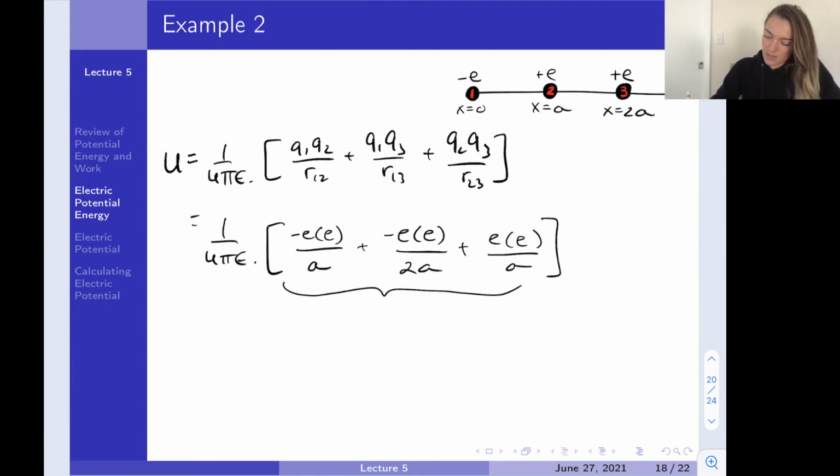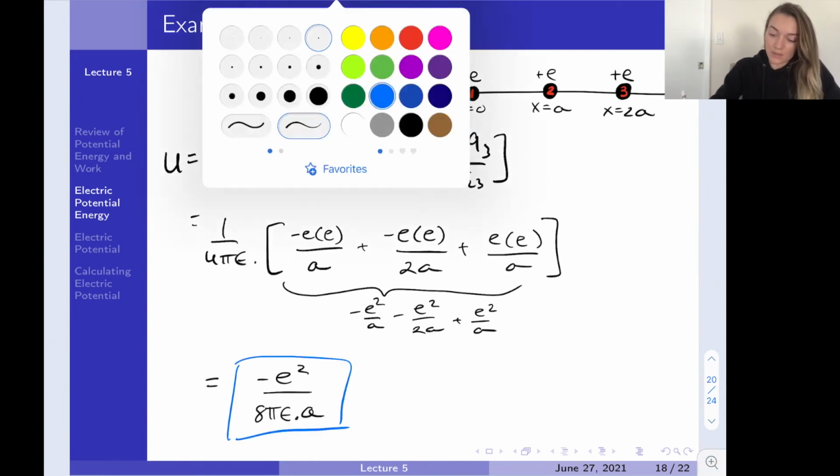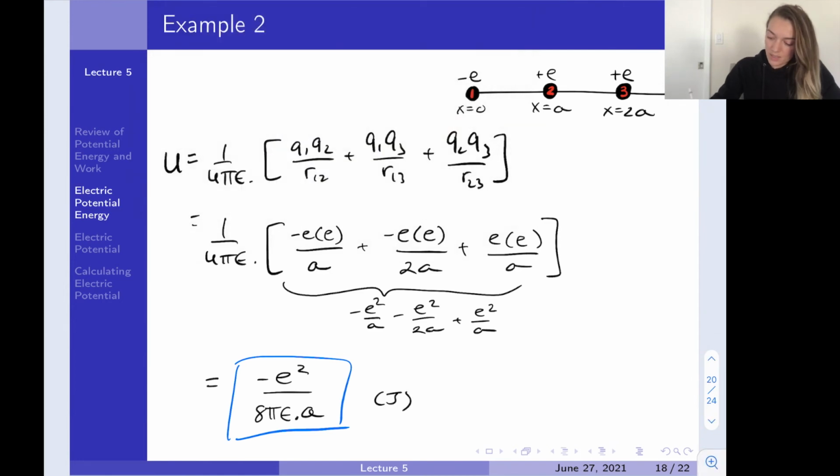So this simplifies to negative E squared over A, minus E squared over 2A, plus E squared over A. Now all of this will simplify to negative E squared over 8 pi epsilon naught A. So it actually takes negative work to assemble the whole system. All right, so this is a simple example with just 3 charges.